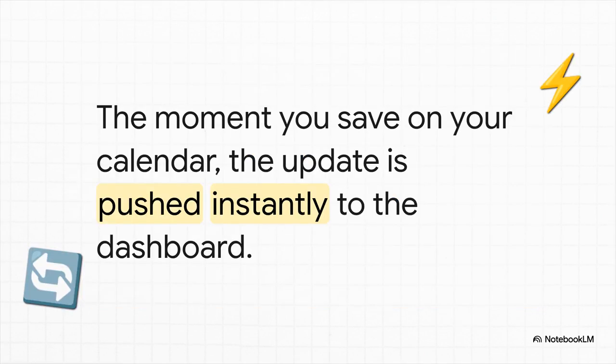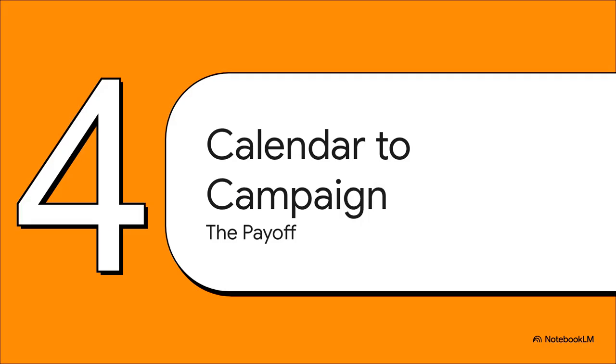And boom, that's the magic. The second you hit Save on your calendar, that change is instantly pushed to the dashboard. The event description updates in real time. You don't have to resend anything or log in somewhere else to make the change. Your calendar is the one source of truth. So we have our event, it's live, and it updates all by itself. Pretty cool, right? Now, let's get to the final piece of the puzzle, the part that really matters, how this all pays off when you put it directly into your email campaign.